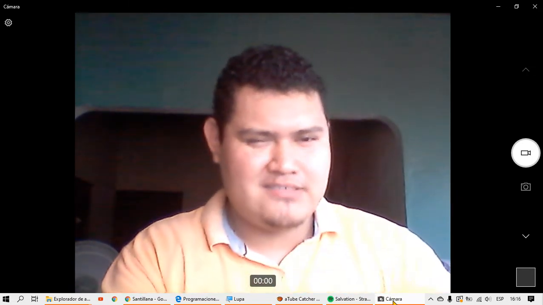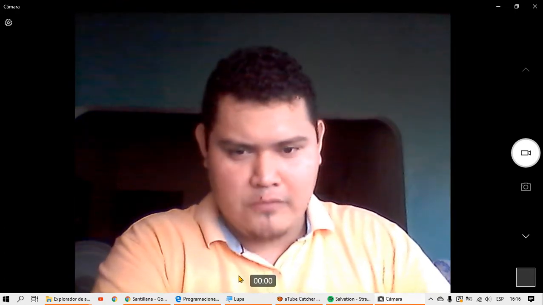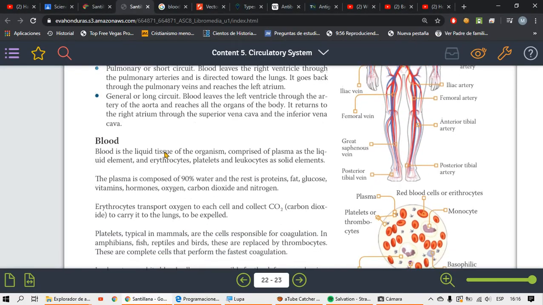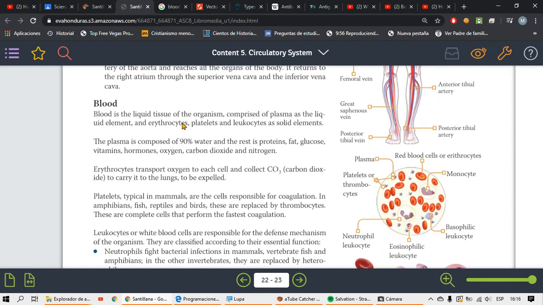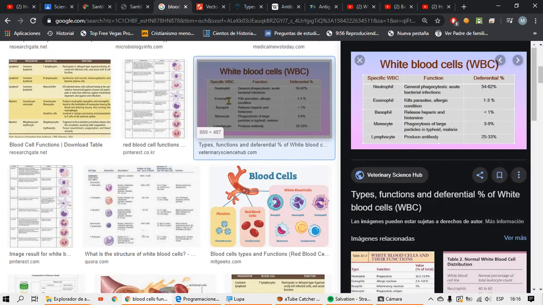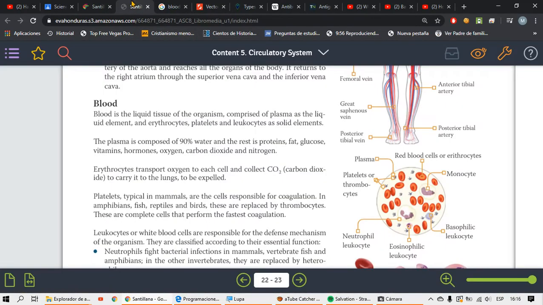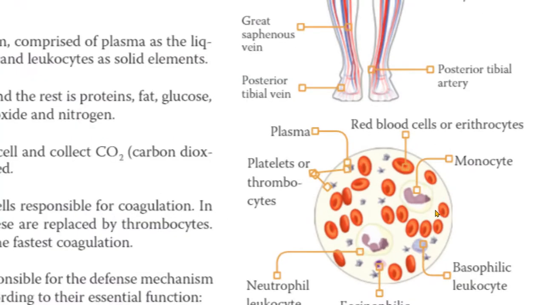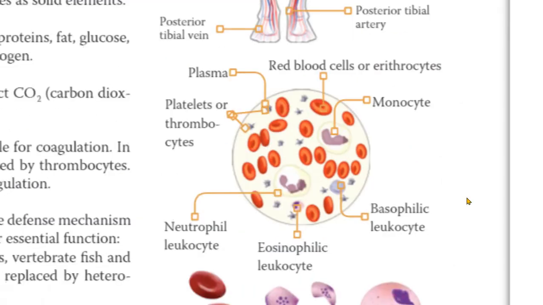Blood. Let's speak about the blood. Well, when we speak about the blood, this element is interesting, amazing. Let me tell you that I was investigating a lot about the blood, and trust me, this information is mind-blowing. Let's focus right here in this part of your book, page 22, that speaks about the structure and composition of the blood. Blood basically is composed of plasma, platelets, red blood cells or erythrocytes, monocytes, and basophilic leukocytes.